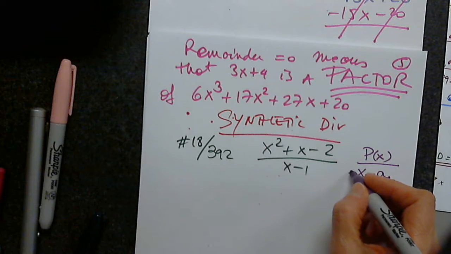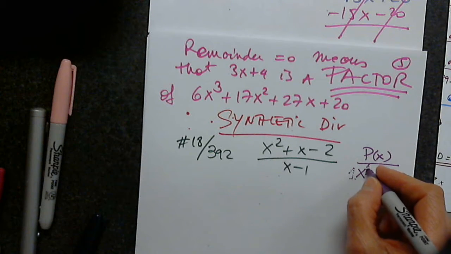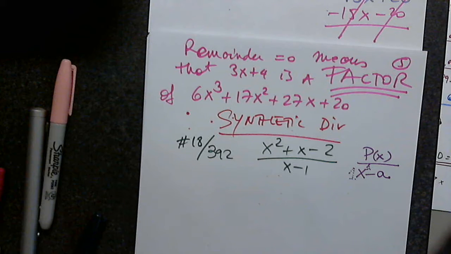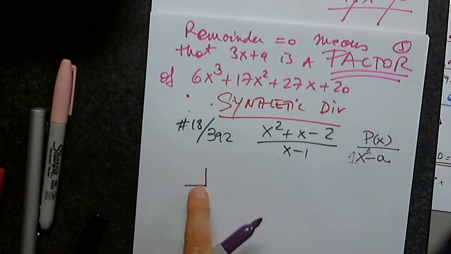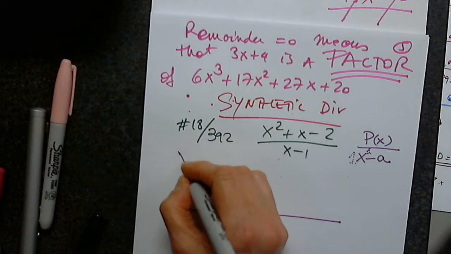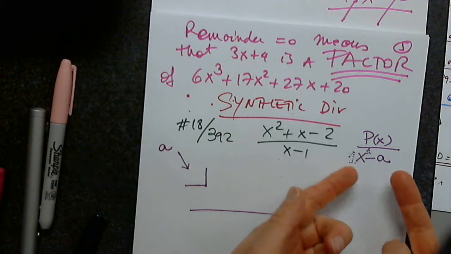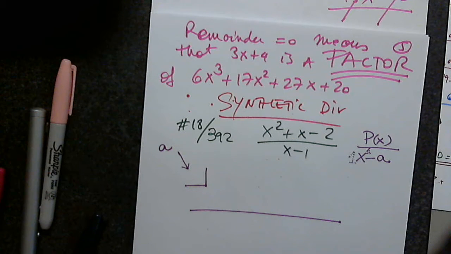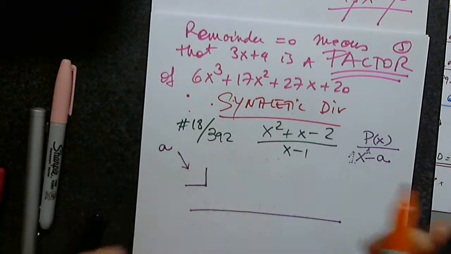But it has to have a leading coefficient of 1 and a degree of 1. Anything else? Synthetic division doesn't work. Here's the algorithm for synthetic division. In this little box, I have to identify a. That's where a goes. So if you compare x minus 1 to x minus a, you will say a must be 1.